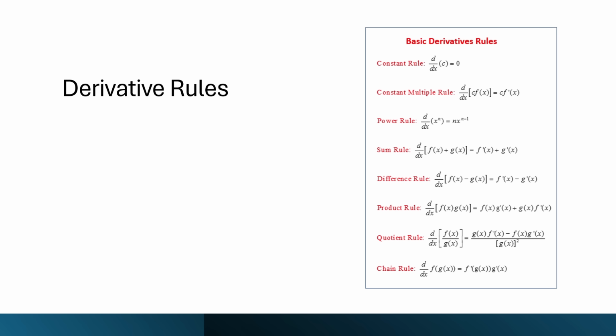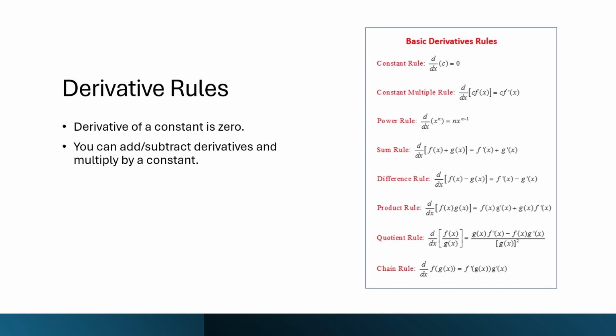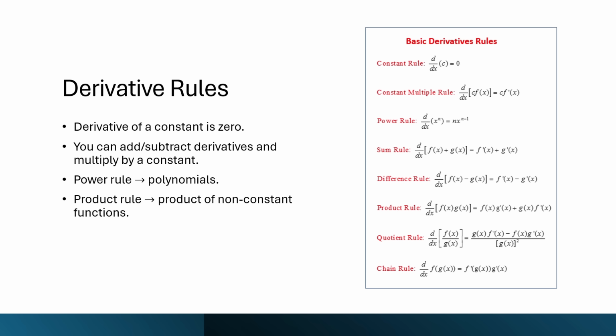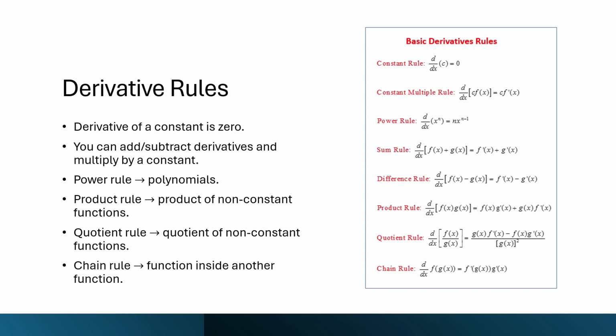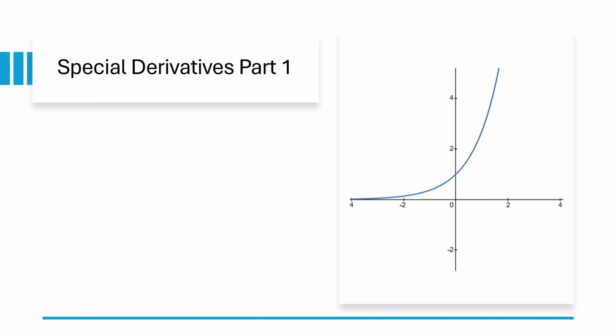Basic rules make taking derivatives easier. The derivative of a constant is 0. You can add or subtract derivatives and multiply by a constant. The power rule applies to polynomials. The product rule applies to the product of non-constant functions. The quotient rule applies to the quotient of non-constant functions. And the chain rule applies to functions inside of another function.